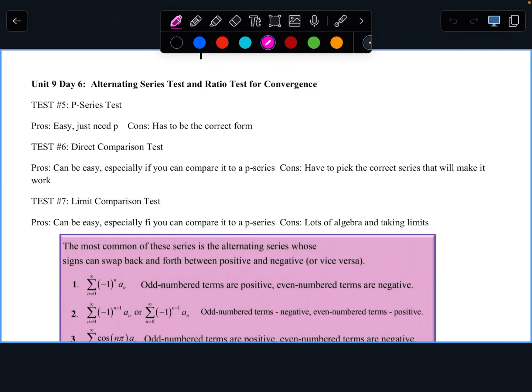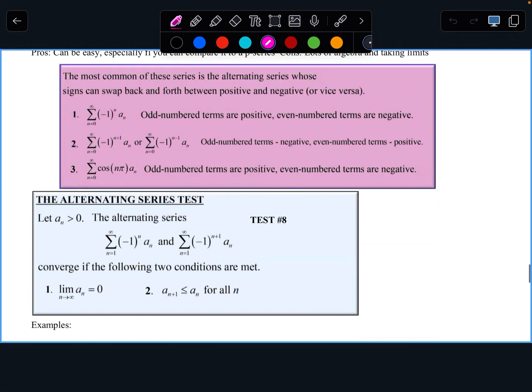Limit comparison, it's a lot of algebra and taking limits, but it's pretty solid. You don't have to worry about things being above or below. And if you can compare it to geometric or P-series or something like that, then it's pretty easy. So limit comparison doesn't work, you can't use it for alternating.